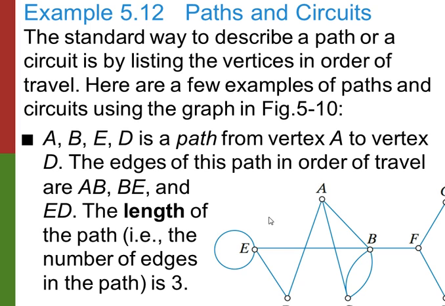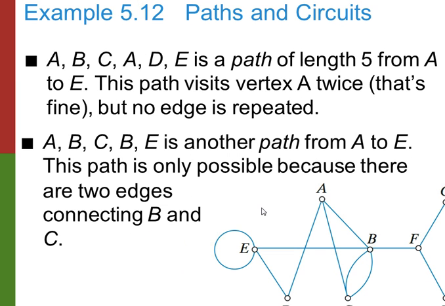Number of edges of the path. The length of the path. All right, so now we have a length. We have a length of the path. We have things that are adjacent. We have vertices that have degree.